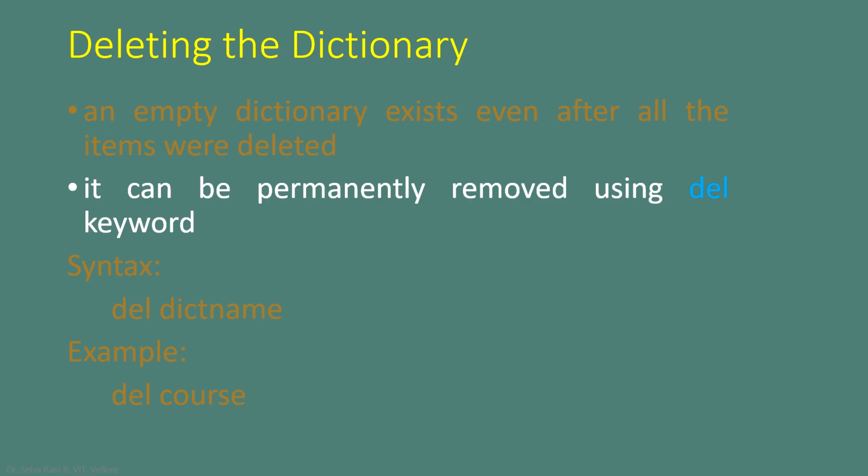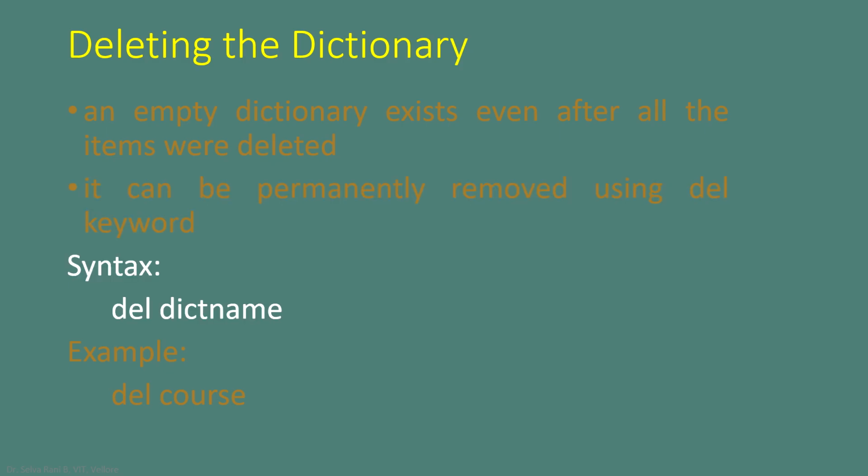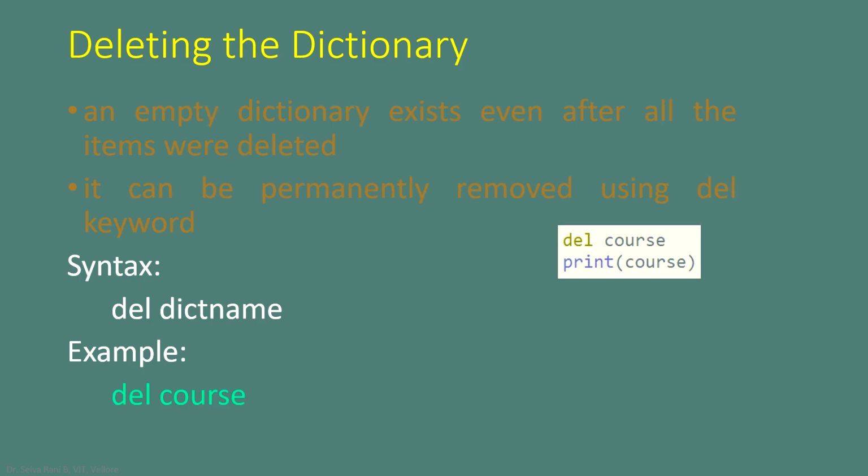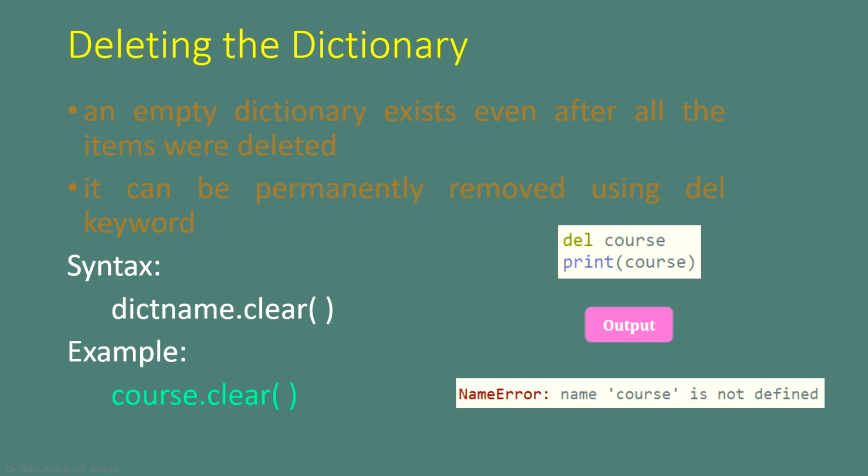But it can also be permanently removed with the help of the del keyword. The syntax for deleting a dictionary is del dictionary name. For example, we can delete the dictionary course by using the command del course. After deleting the dictionary, if we try to display it with print course, we get an error called NameError, which indicates that the name course is not defined. It means that the dictionary is removed.